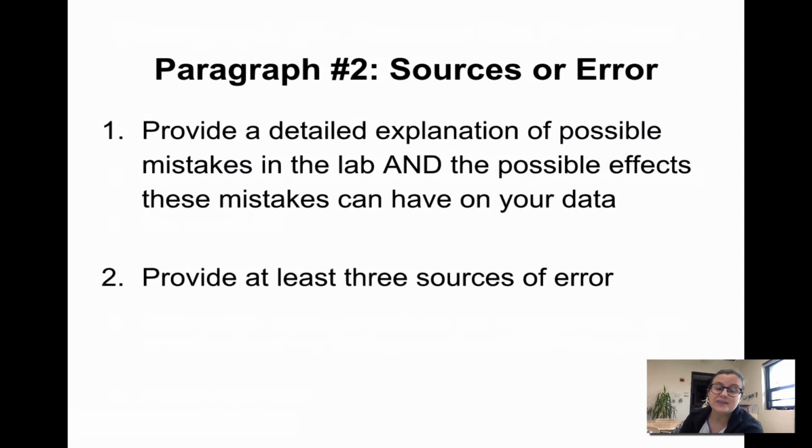Next is sources of error. So you're going to come up with at least 3 sources of error, and for each you will give a detailed explanation of what the possible mistake was and the possible effect that mistake had on your data. Remember, these are not calculation errors or errors about using the equipment wrong. These are procedural errors, things that will affect your data the same way every time.